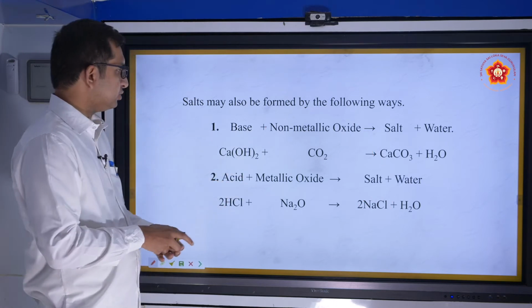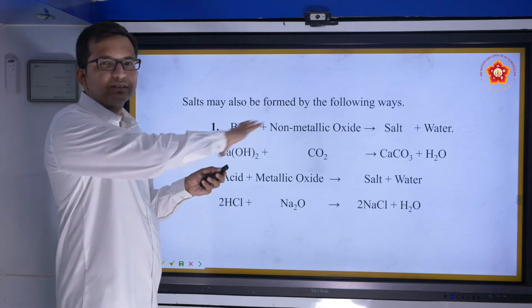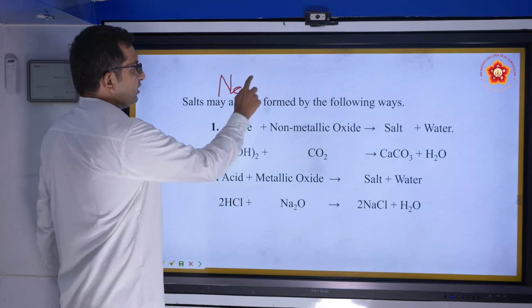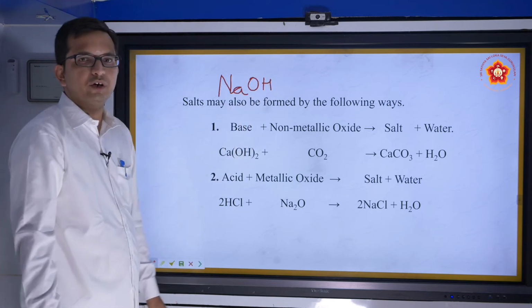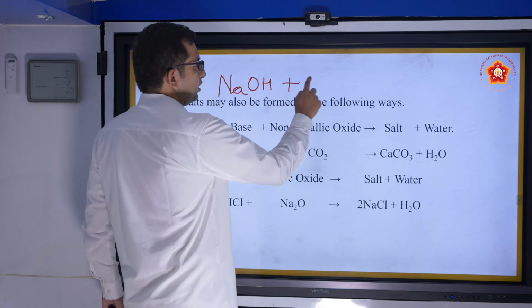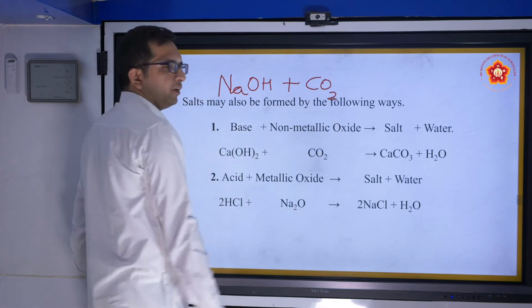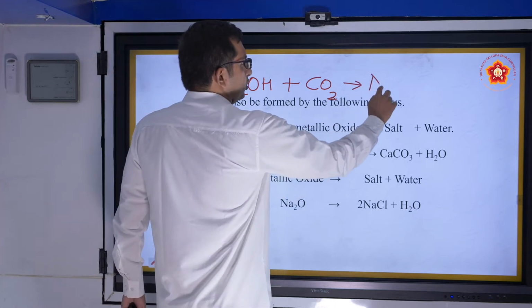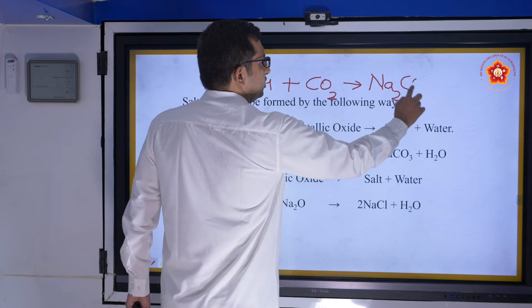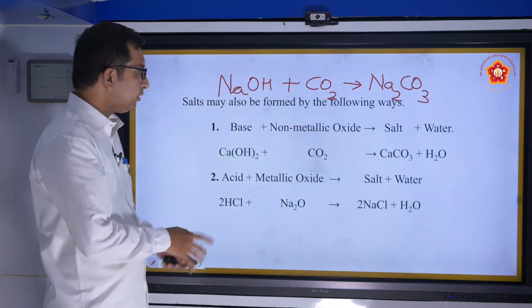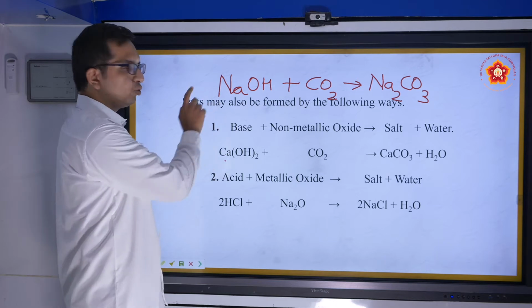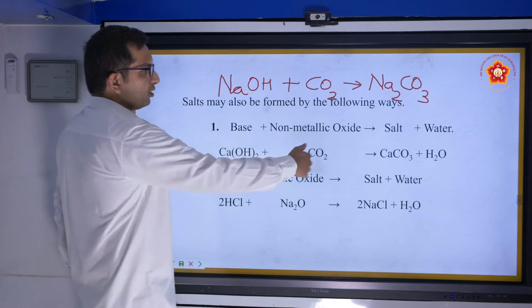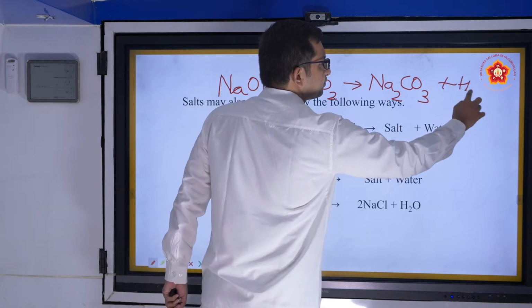For example, if I have to extrapolate the discussion, the base that was used here was Ca(OH)2. Let me use NaOH, sodium hydroxide. Now when I use sodium hydroxide, let me take the non-metallic oxide, carbon dioxide, because it's a stable oxide. So what are the products here now? The product will be Na2CO3. This will be one product, because kindly remember that calcium has a +2 charge, whereas sodium has a +1 charge. So that is why that product has been formed. And the byproduct that we see here is nothing but water.